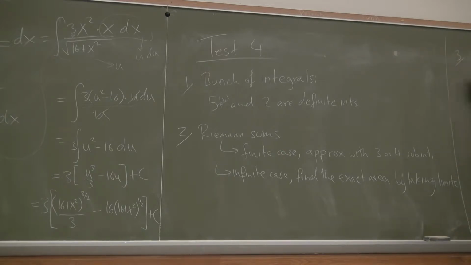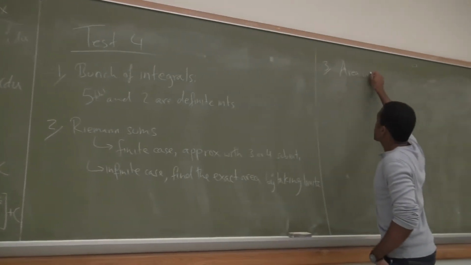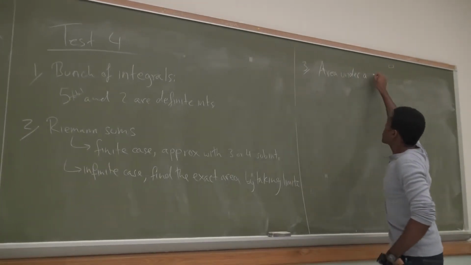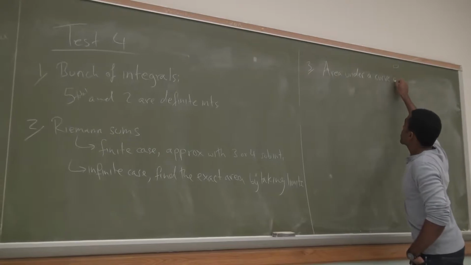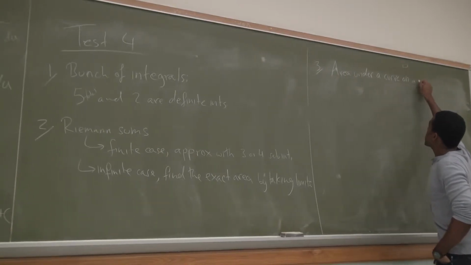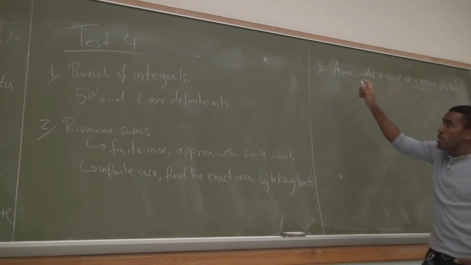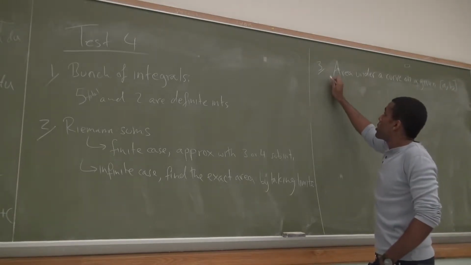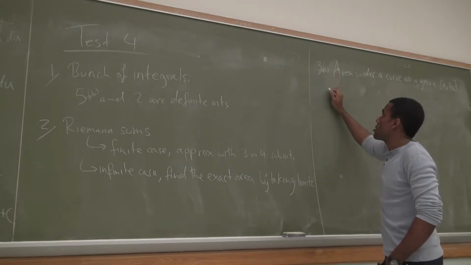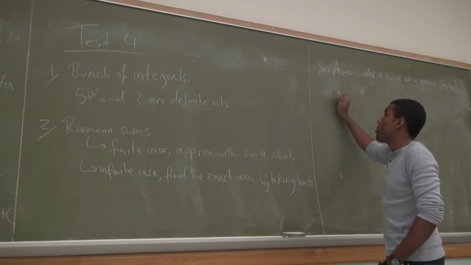Number 3 is actually about area under a curve on a given interval. So I'll tell you the interval. I want to find the area under that curve on that interval. I believe that was part A. Part B of that question.